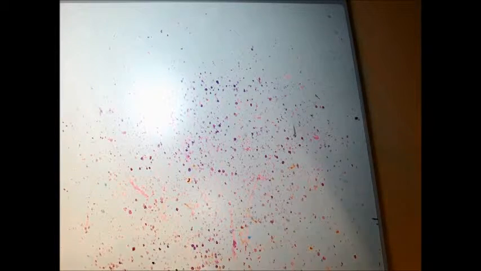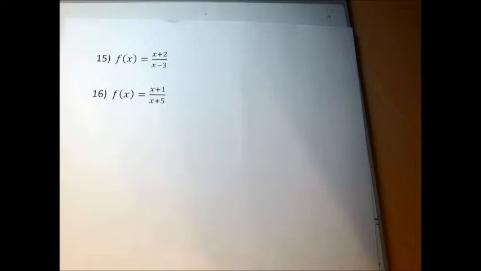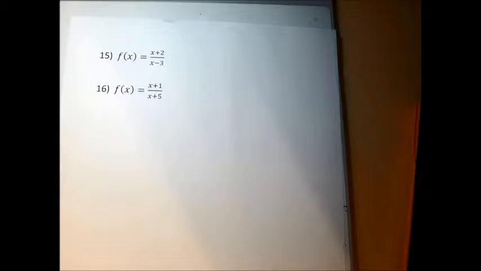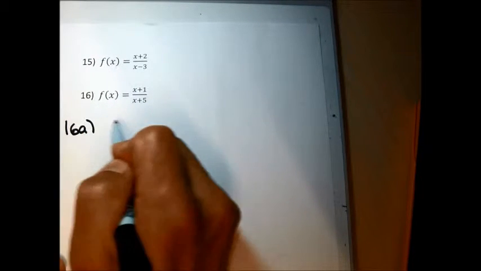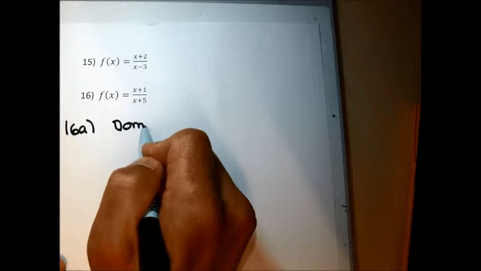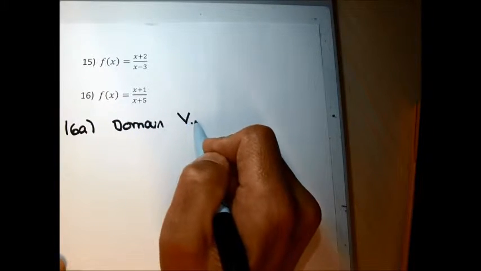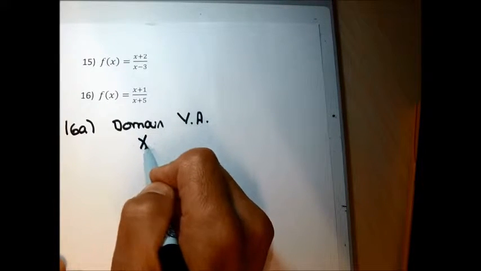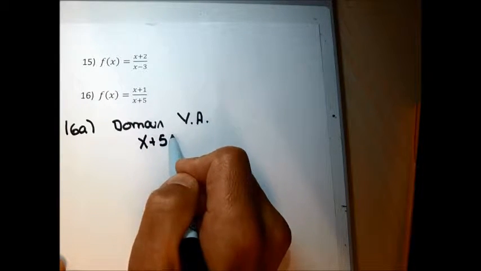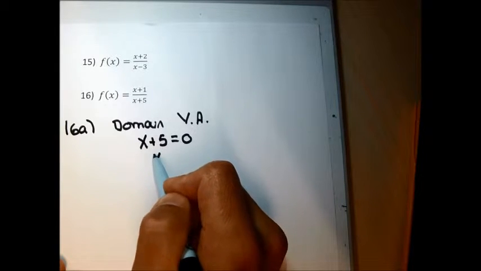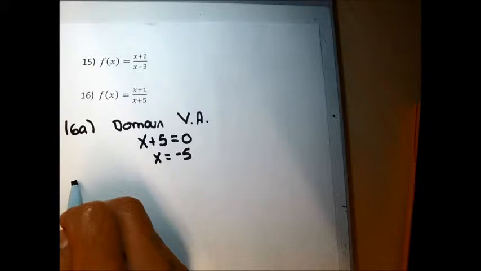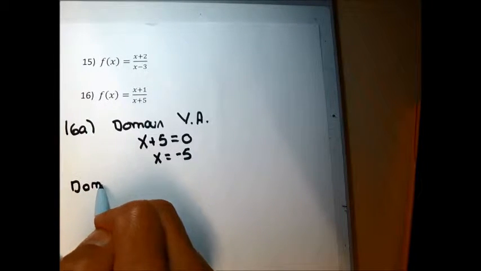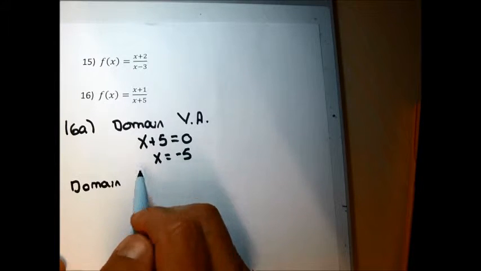16's a little harder because it has an x in the numerator. So first thing, I want the domain and the vertical asymptote. So for part A, for 16a, I'm going to figure out the domain and the vertical asymptote. The algebra for these are the same. That's why I included it in just one question. You set the denominator equal to 0. That gives you the number to exclude from the domain. And as long as you couldn't factor and cancel out the x plus 5, you also get the vertical asymptote.